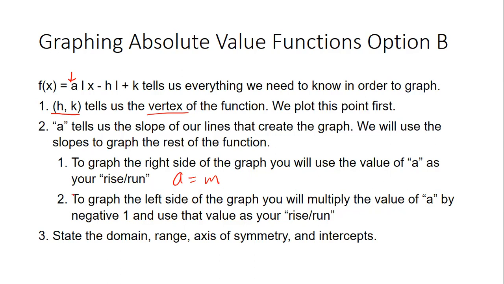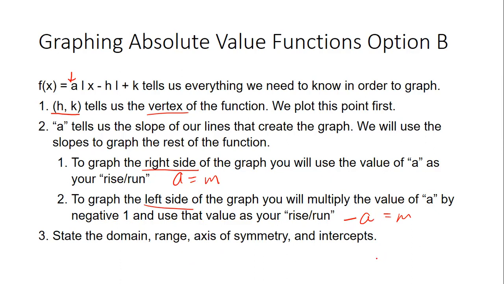Your left side is going to be the opposite. Mathematically, to represent opposite, we write negative. So your negative A is going to equal the slope of your left side. The right side is whatever A is. The left side is going to be the opposite of what A is, which just means we're multiplying by -1. Then we're going to state the domain, the range, axis of symmetry, and intercepts.